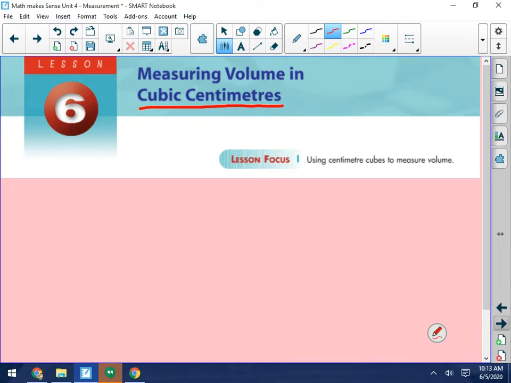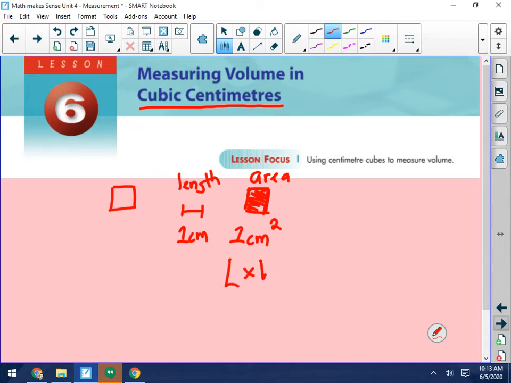Now, if you think of a centimeter as being a line that is 1 centimeter long, that's the length. Okay? And we measure perimeter in length. We measure the length of the sides of a square. However, if we take the length and add to it the width and so on, we get this inside. We have what's called 1 centimeter squared, and that now we have the area. And the area is the length multiplied by the width.